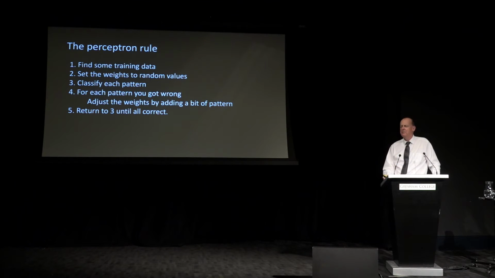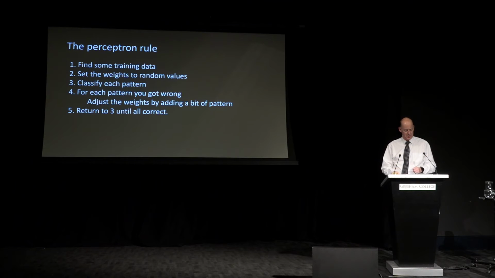I'm going to go through this fairly pronto because the principles of the perceptron algorithm, or the perceptron rule, are quite simple, actually. I want to just pick out a couple. The basic idea is this. We're going to find some training data and some classes. And then we're going to set the weights to random values. That's the starting point. We're going to run that thing and see how well it does. And then everything it gets wrong, we're going to use that to adjust the weights. So that's the idea, and we keep doing that until it gets it right.